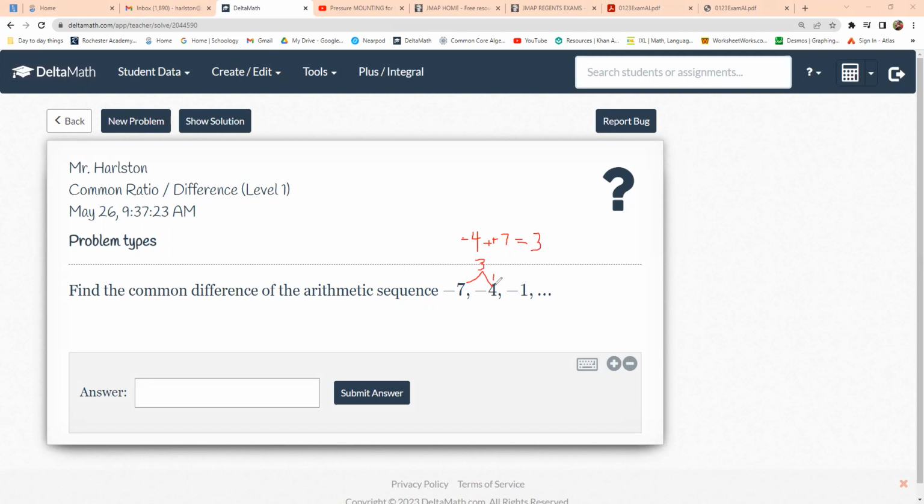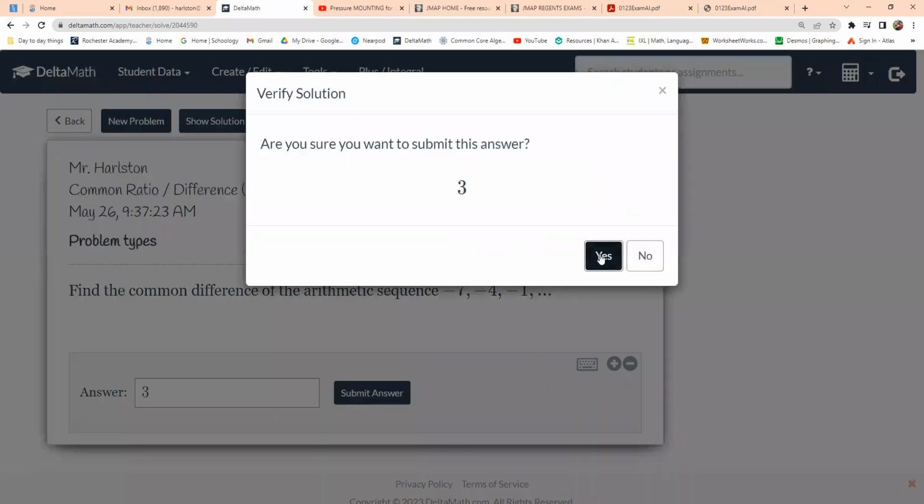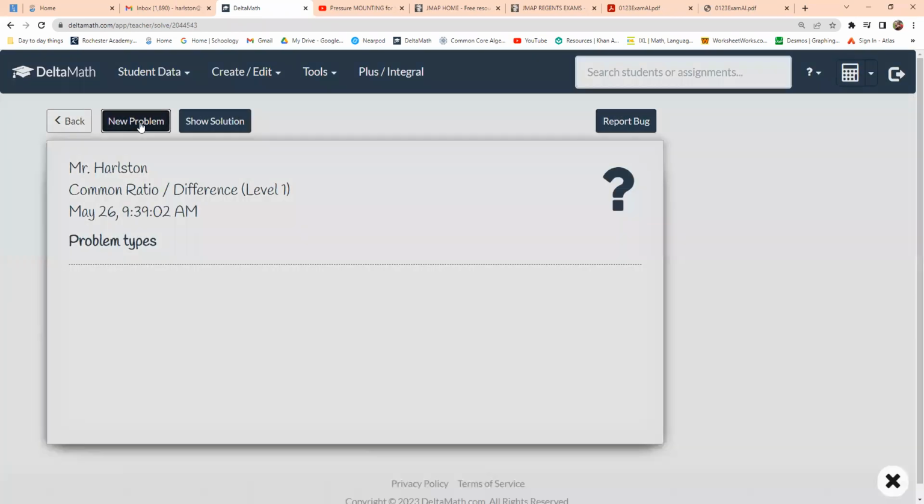And then if we do the same thing, a -1 minus a -4, this becomes positive. So this becomes 3. So the common difference, or another term we could use is the slope, is going to be 3. So that's what we would put. So let me clear this, and we put in 3. And it says good answer. All right, so let's do another one.